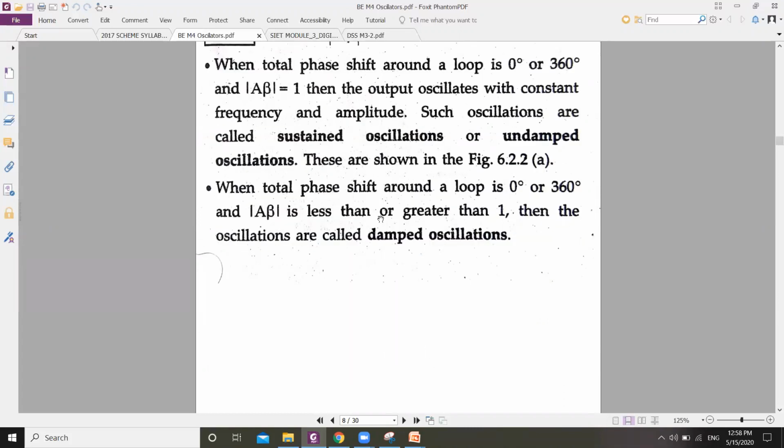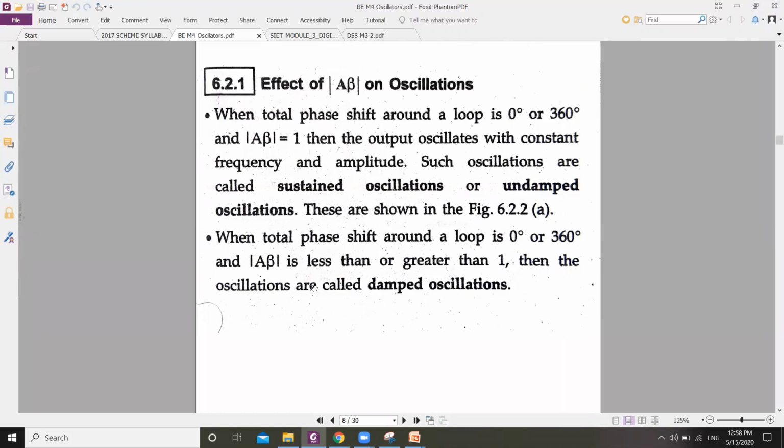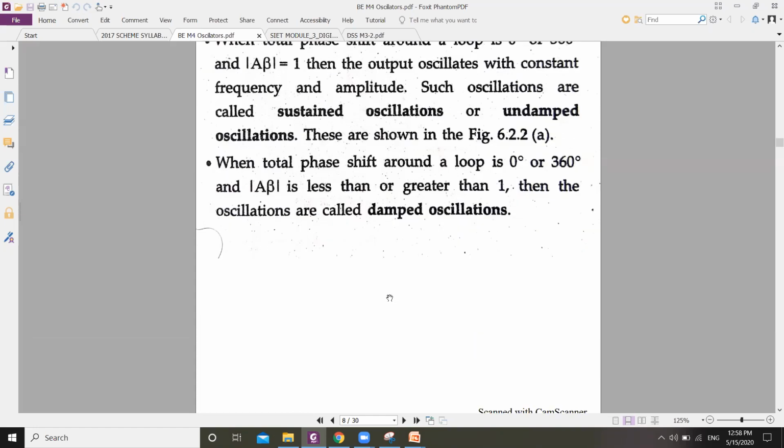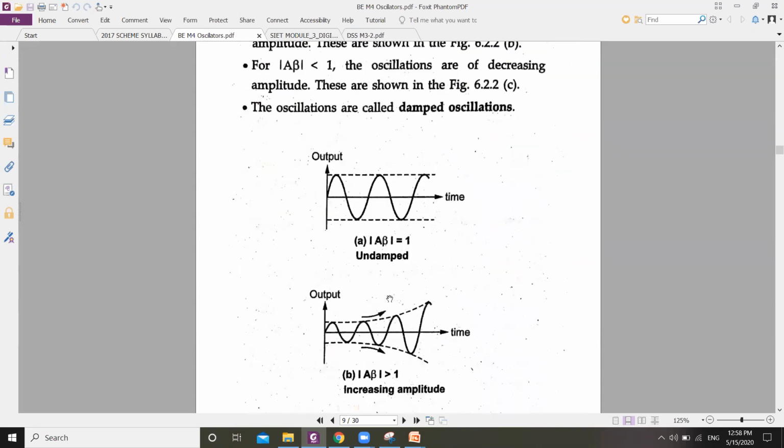When the total phase shift around the loop is 360 degrees and the modulus of A beta is less than or greater than 1, then the oscillations are damped oscillations. Let us see them with the figures over here.